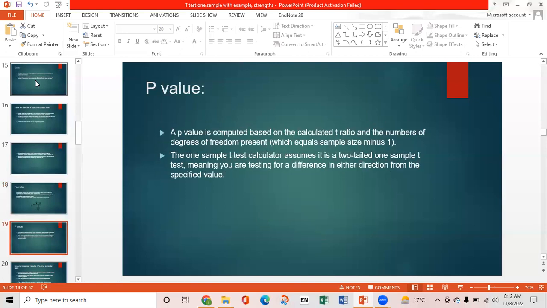P-value. A p-value is computed based on the calculated t ratio and the number of degrees of freedom present, which equals sample size minus 1. The one sample t-test calculator assumes it is a two-tailed one sample t-test, meaning that you are testing for a difference in either direction from the specified value.